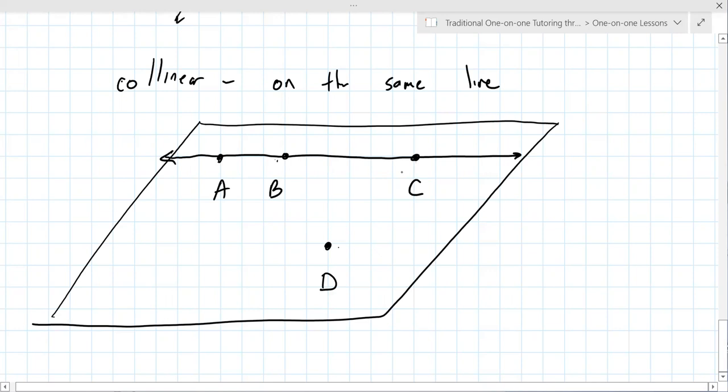So the word coplanar. Coplanar means on the same plane. On the same plane.